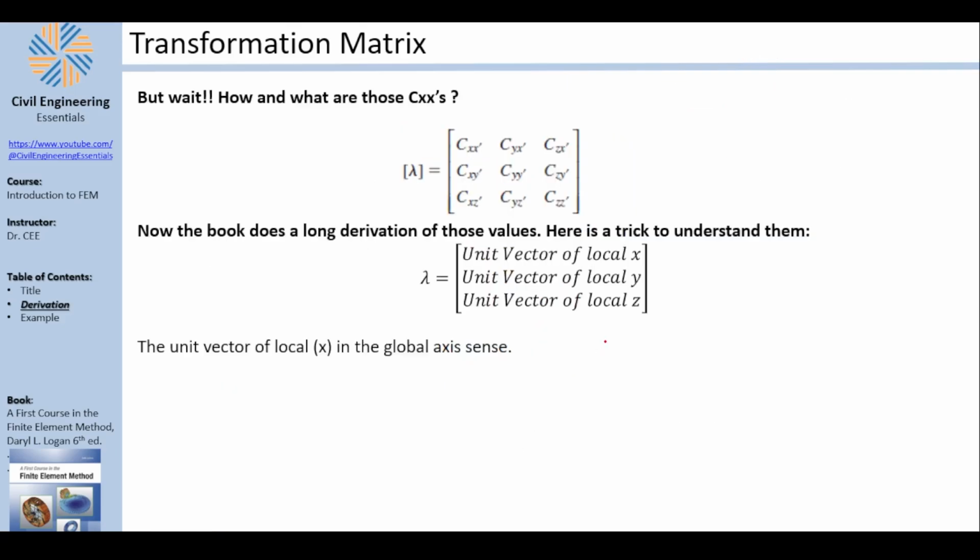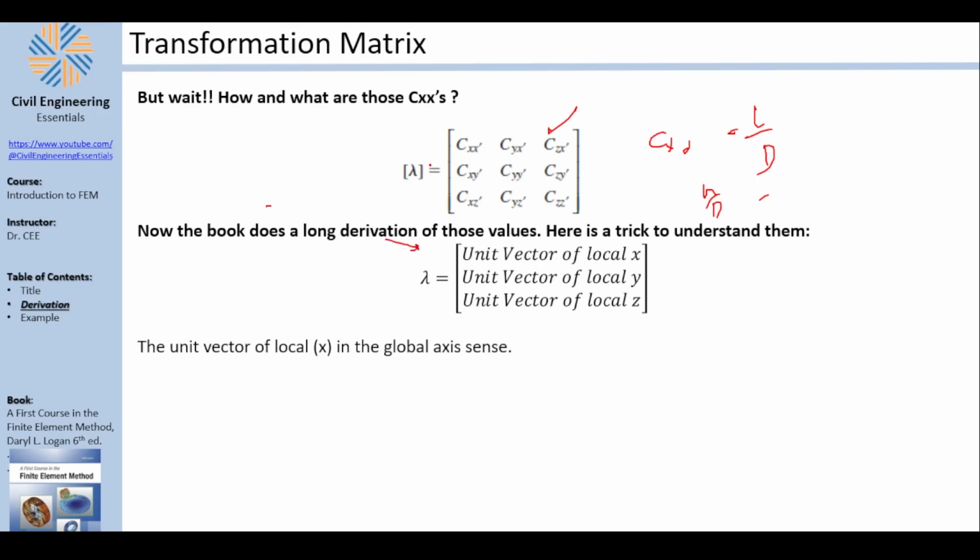To explain how this works, the book goes full on haywire. It tries to explain CXX as L over D, M over D, and so on. You can check out the book and take a look at the derivation. I have an easier and more understandable way to explain this. The way of the book is a simple programmatic way. My way is an understanding way.